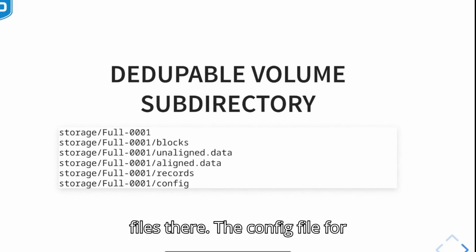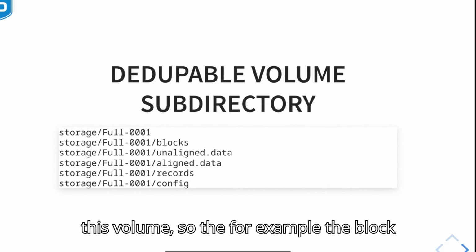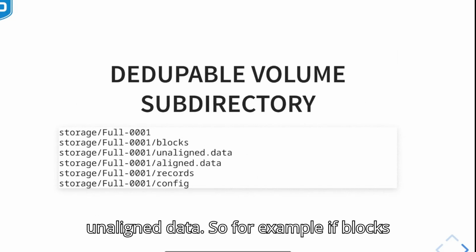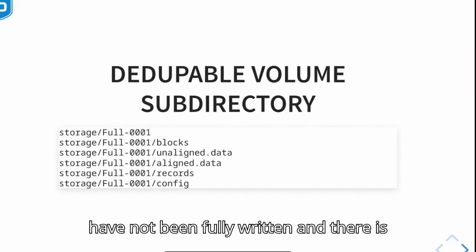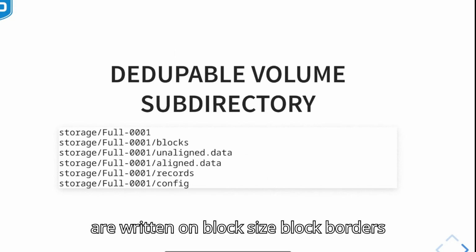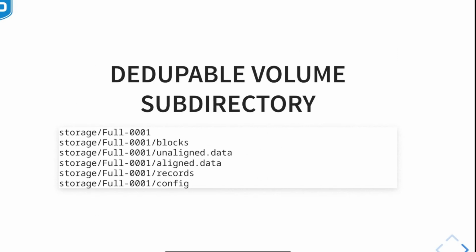The config file, for example, contains the configuration of this volume. So, for example, the block size. Then there's a file that contains the unaligned data. So, for example, if blocks have not been fully written, and there's the aligned data format where the blocks are written on block borders, so that the deduplication can optimally dedupe the volumes.